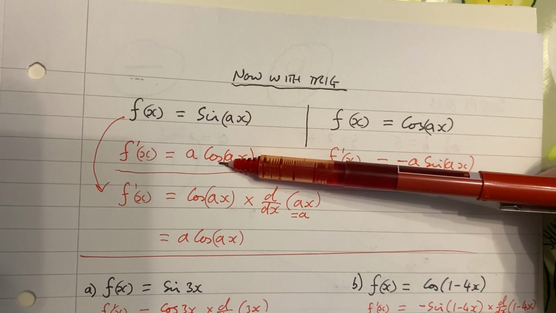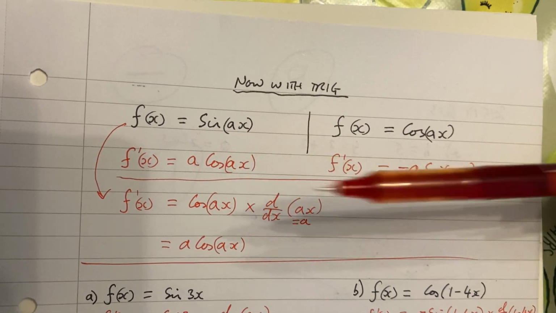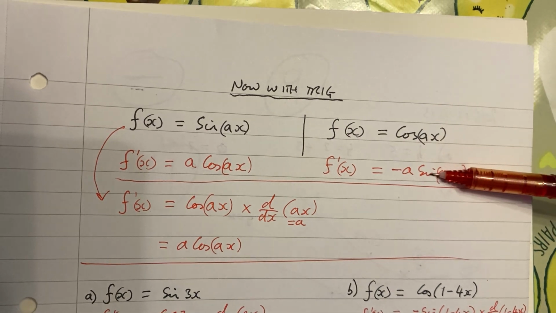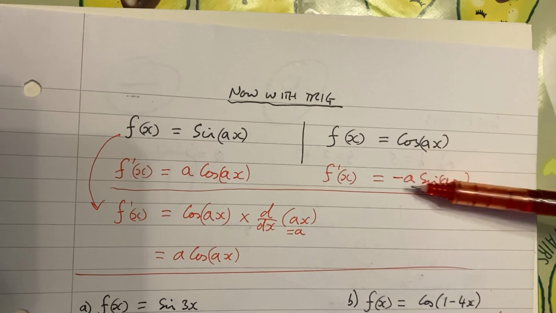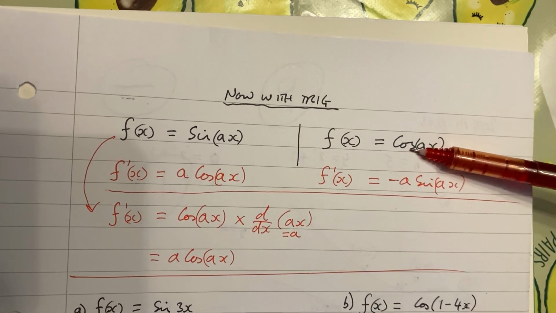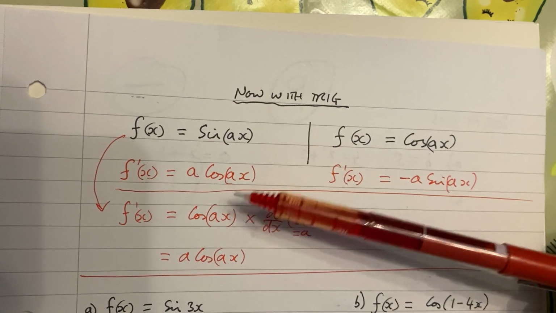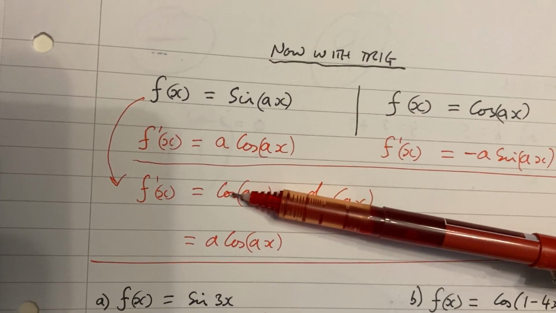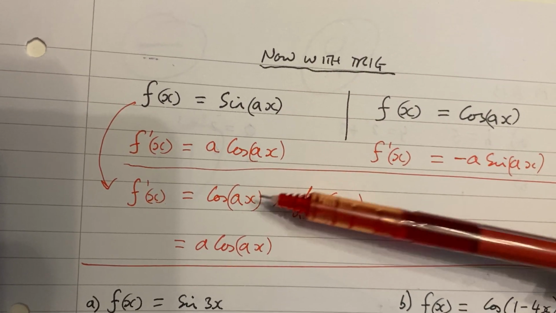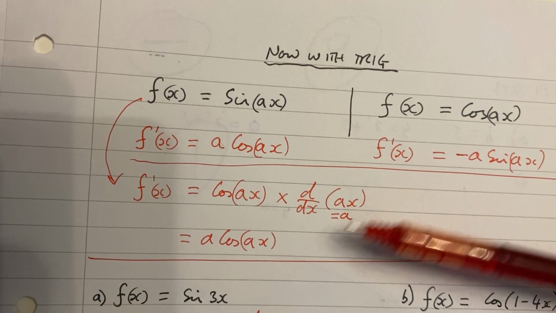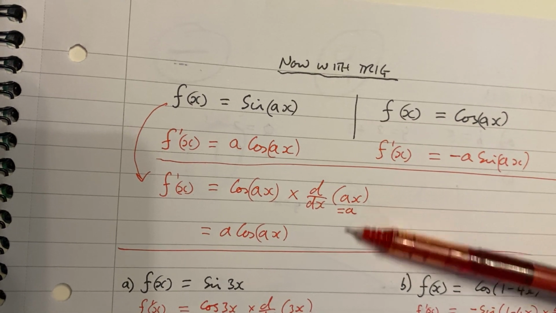So sine becomes cos. The differential of ax is a. So it's a cos ax. Here, cos becomes negative sine. The differential of ax is a. So cos is negative sine, so it's negative a sine ax. So what we're looking at here realistically is sine becomes cos, so it's cos ax times by the differential of what's in the bracket. So I've just gone through that. You're given this in the formula sheet without that explanation.